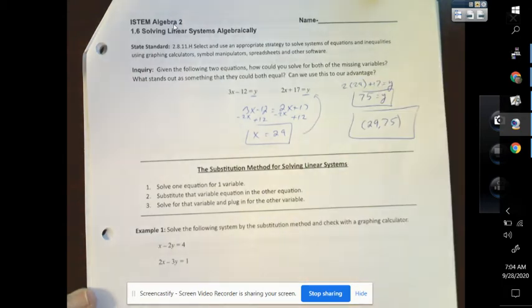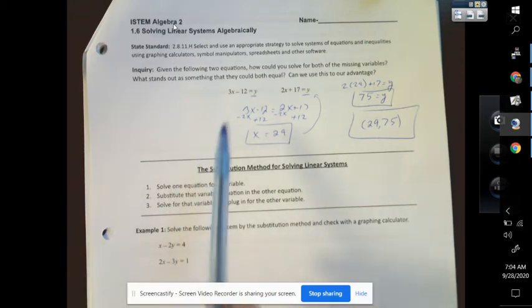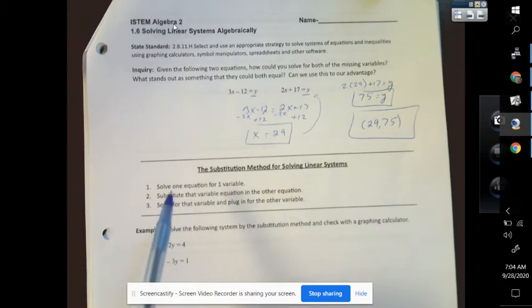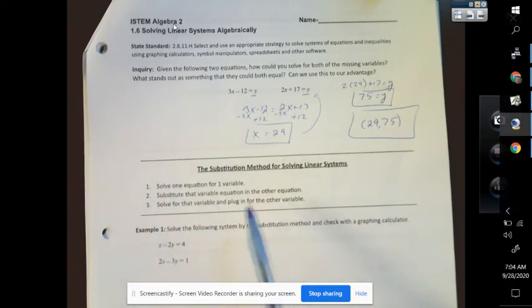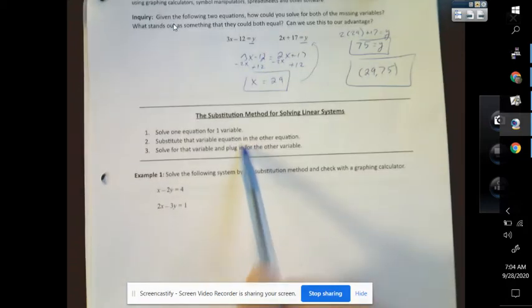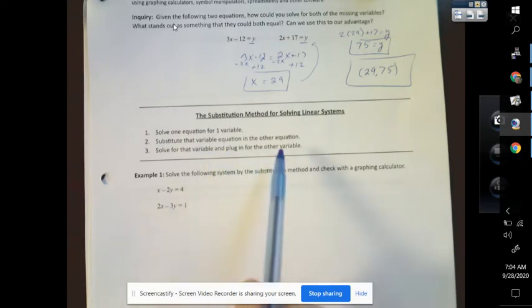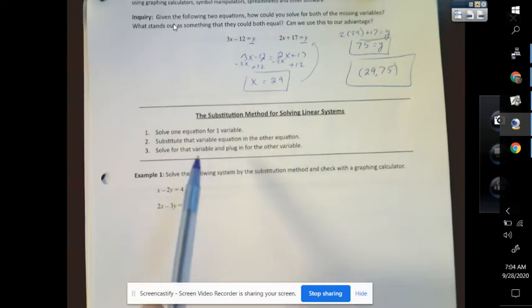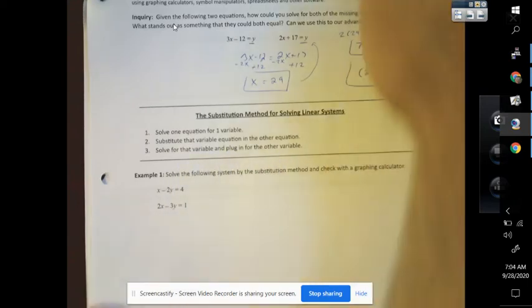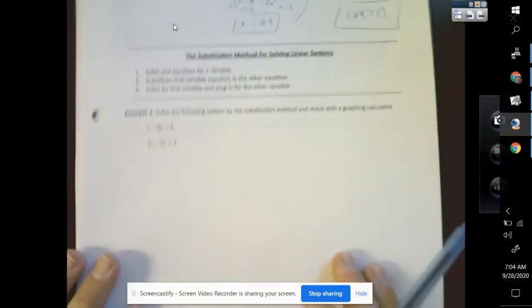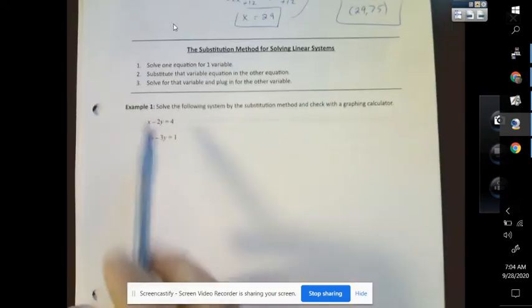Good stuff. So what we've just done there is something called the substitution method for solving linear systems. We want to solve one equation for one variable, so we want to get one variable by itself. Substitute that variable's equation into the other equation, solve for that variable, and plug it into the other equation, which is basically what we just did. So here's basically what we're doing with substitution.